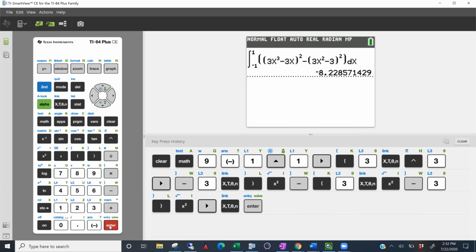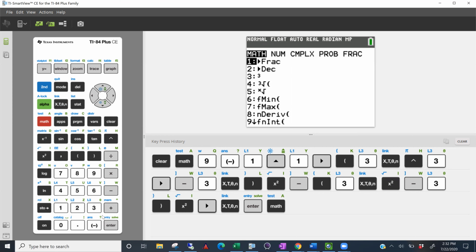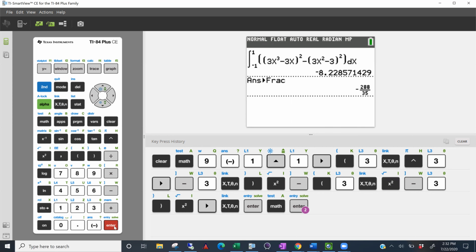And press that and hold our breath. And let's see if that turned out to anything special. I'll hit the math key. So -288 over 35. So let's write that one down.